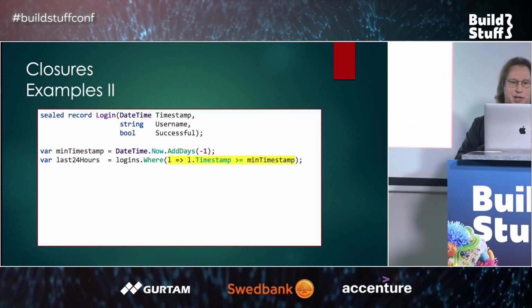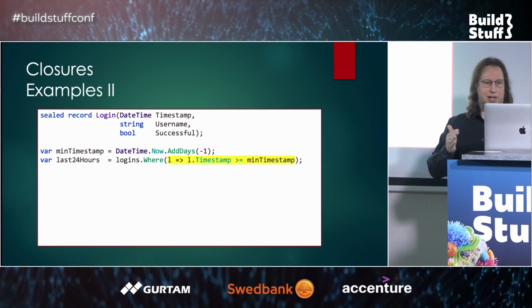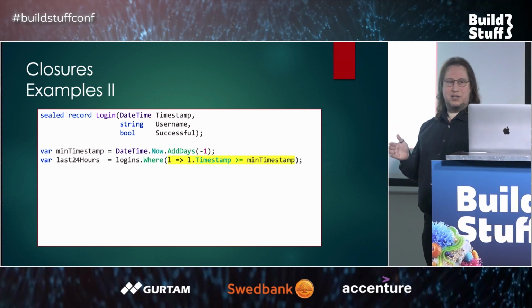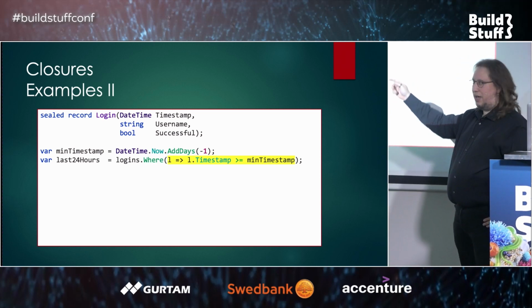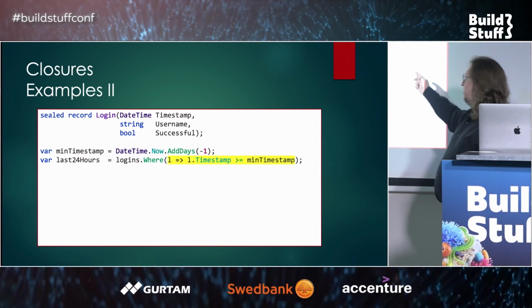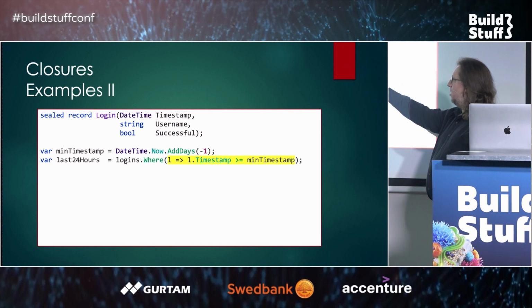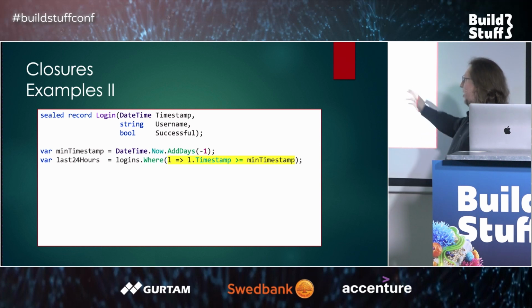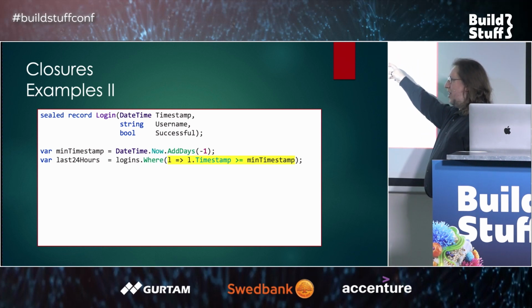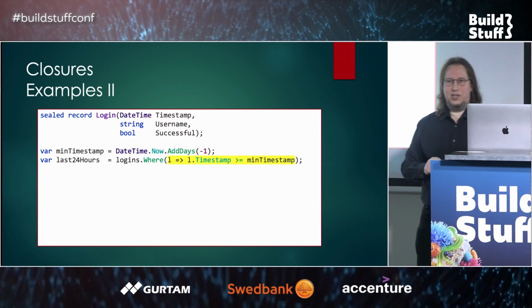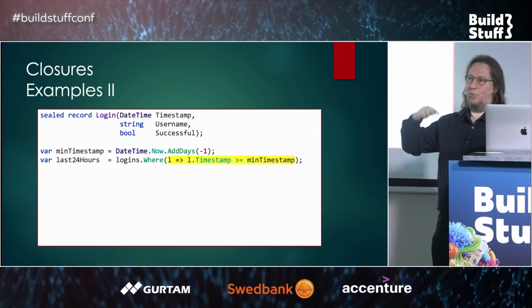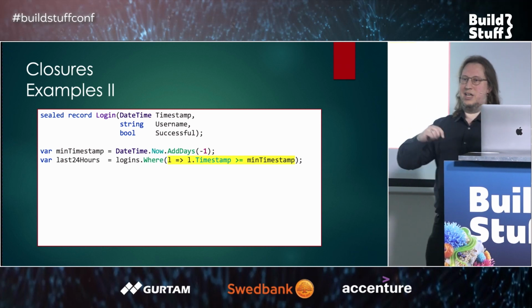And then I just say logins where, say, L goes to L.timestamp greater or equal to min timestamp. Now again, we have a closure here. We captured min timestamp, but in this case, this one is pure now. Why? Because min timestamp does not change anymore after I create the lambda. The closure, after it's been created, what it relies on is not changed anymore, so this closure will always give you the same answer with any given input.